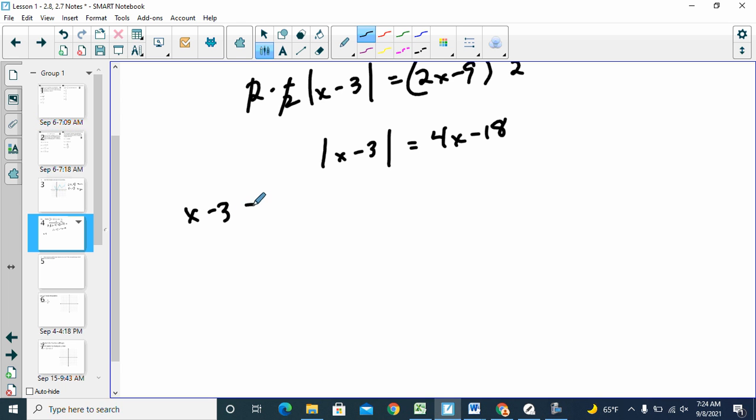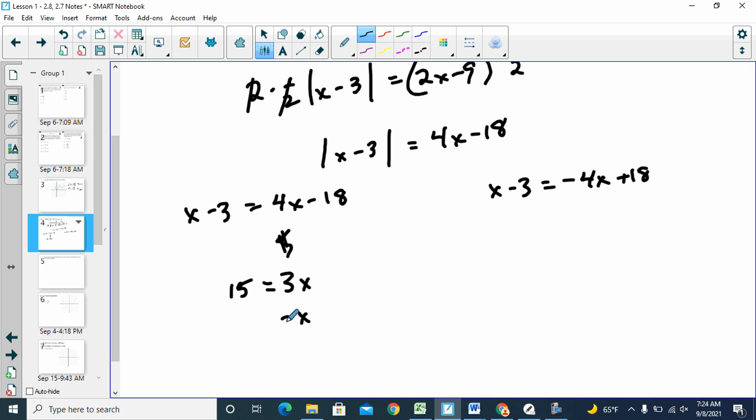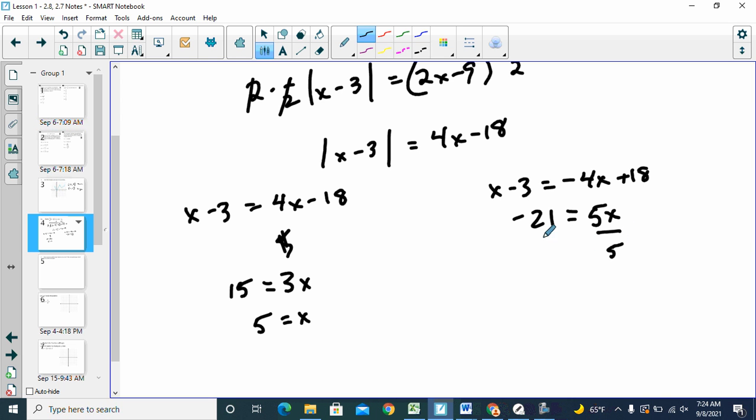Therefore, x minus 3 is either equal to 4x minus 18, or x minus 3 is equal to the opposite of 4x minus 18, which would be -4x plus 18. Solve each equation. This gives me x equals 5. Divide both sides by 5. Here I get -21 over 5.